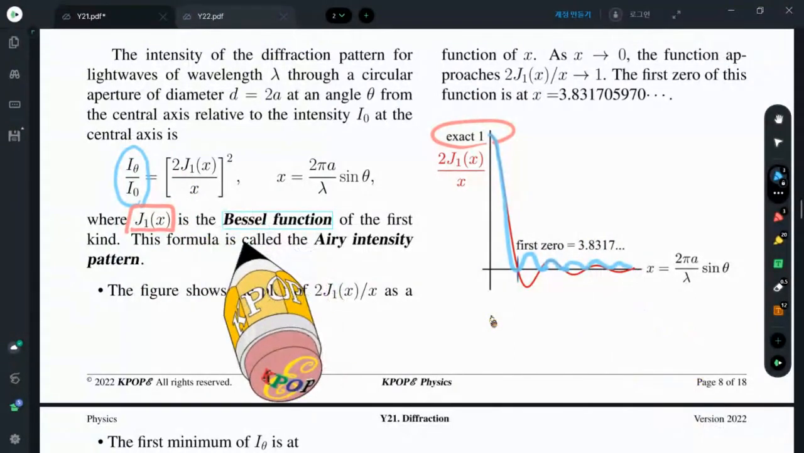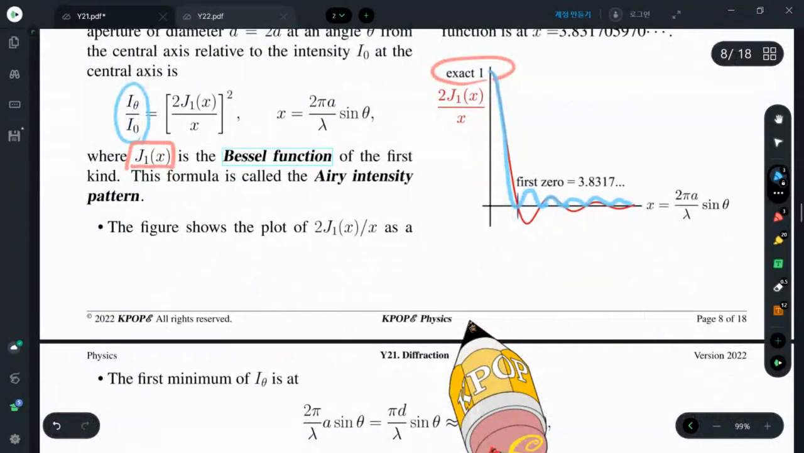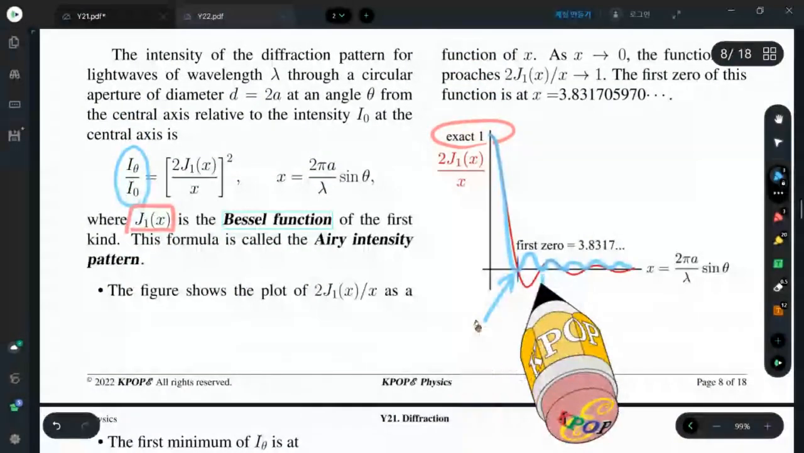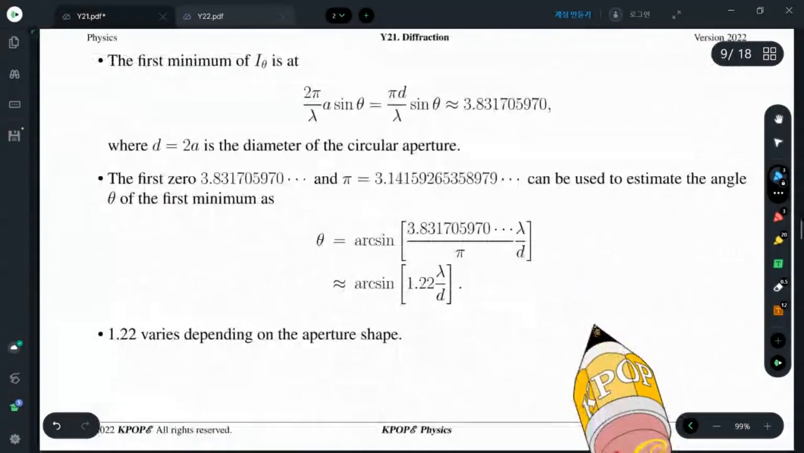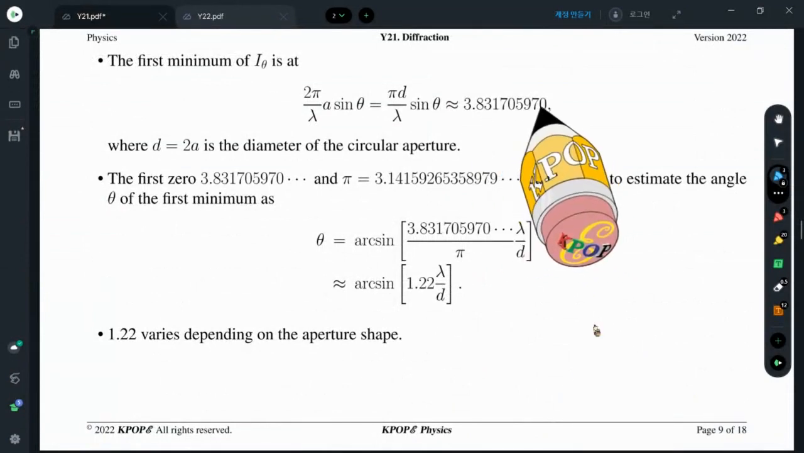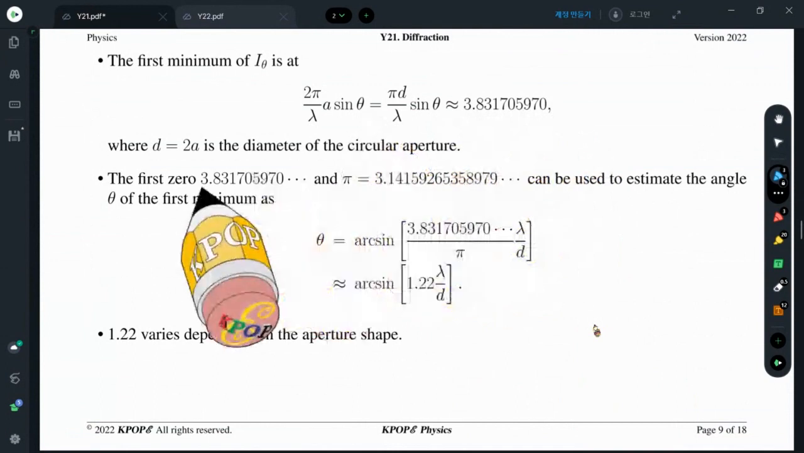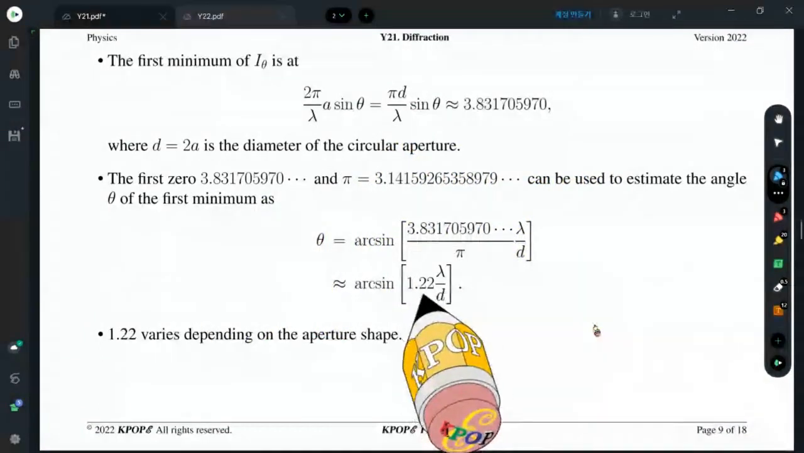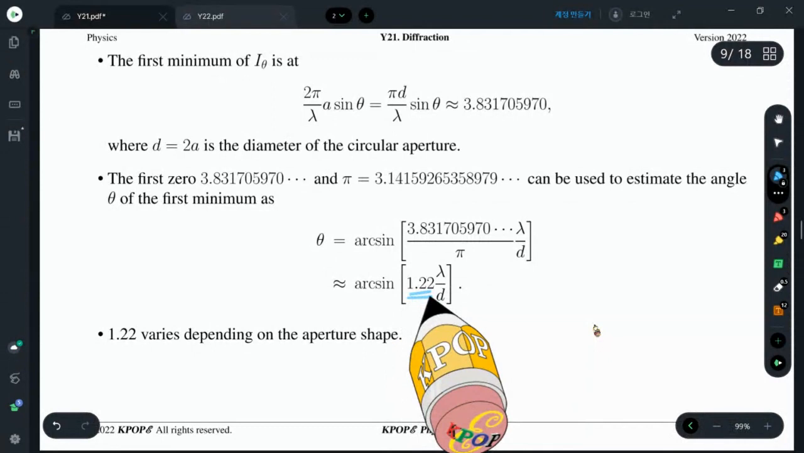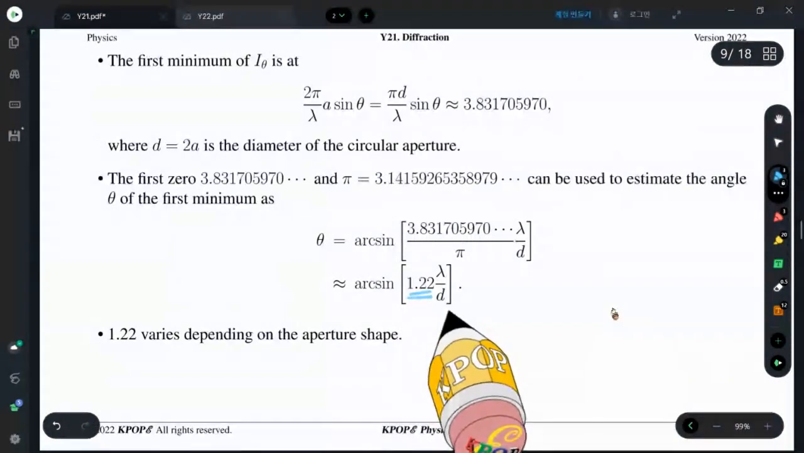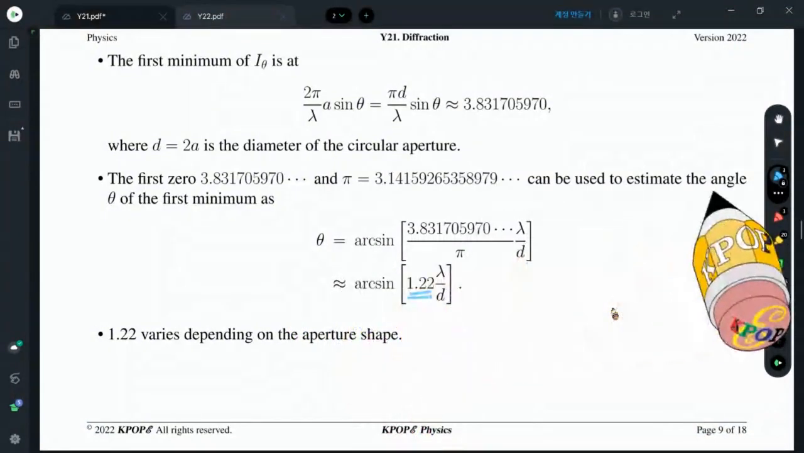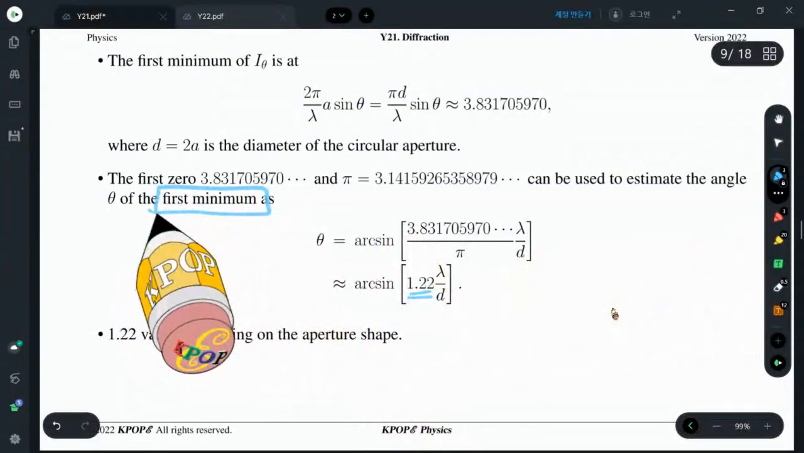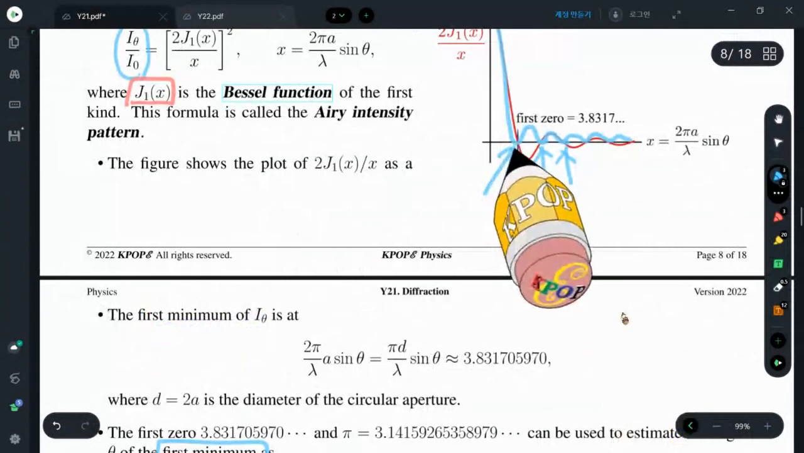There is a numerical value of the zeros of this function, and that are determined numerically like that. And you don't have to worry too much about that. Effectively, after detailed calculation, you will find it is 1.22 lambda over d. Arcsine will be the estimated angle of the first minimum. Where is the first minimum? This is the first minimum.